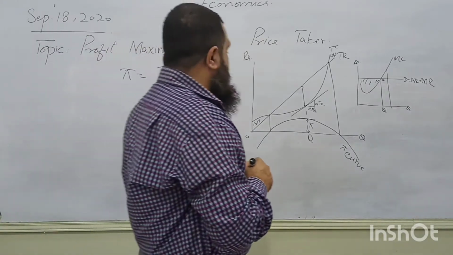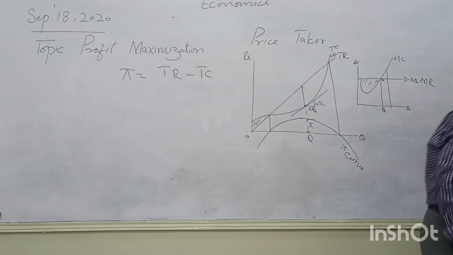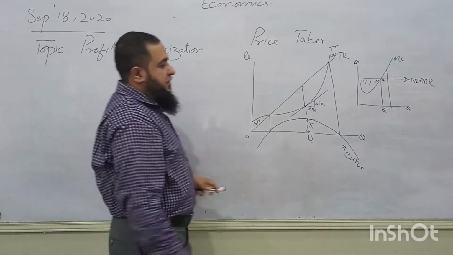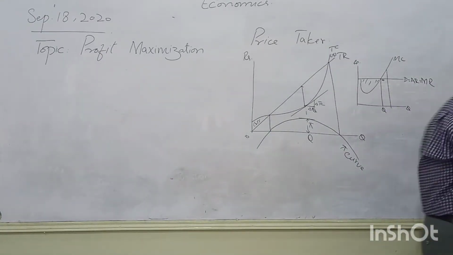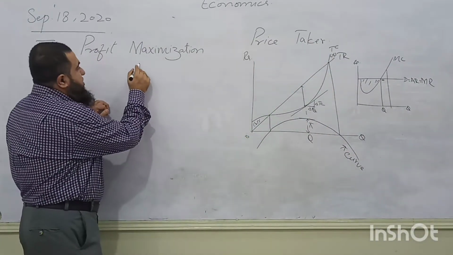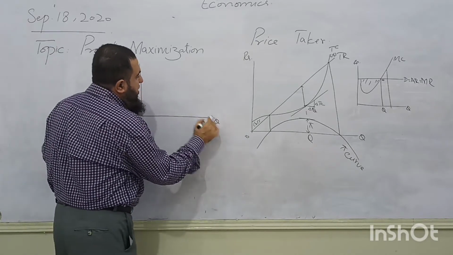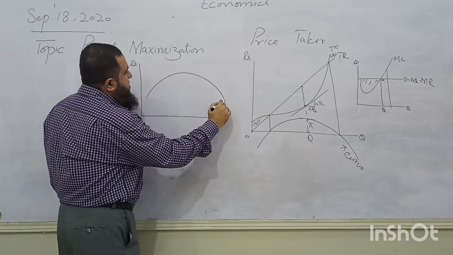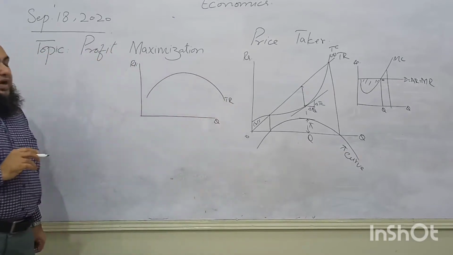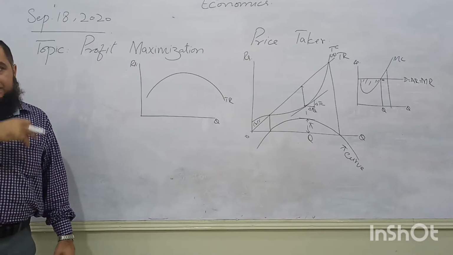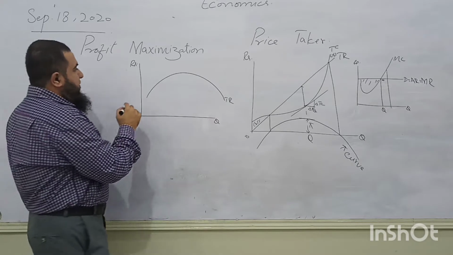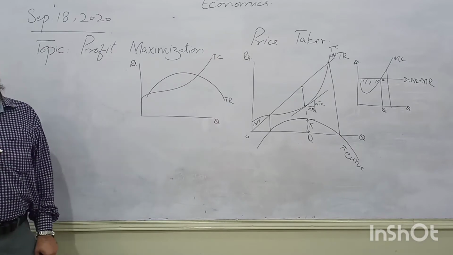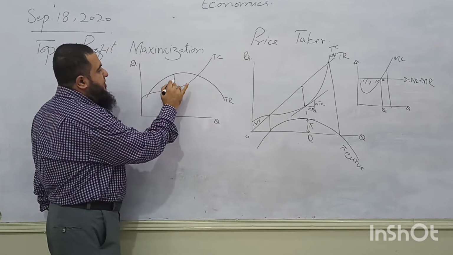Now if we talk about a firm which is a price setter, it is going to face this type of revenue because its demand curve is downward sloping. So its revenue first increases, then starts declining. Now the total cost curve will have this shape. So where the gap is maximized, this area.